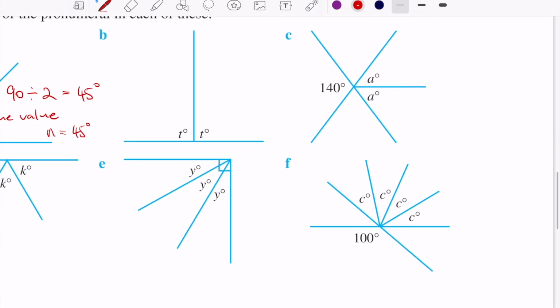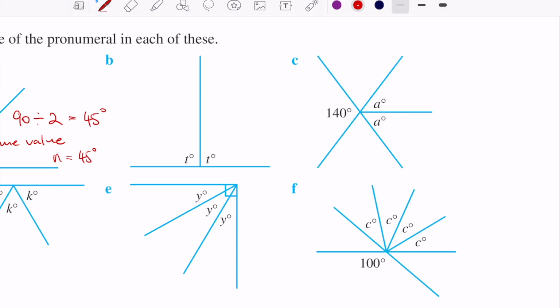And let's say for question C, first we've got an x, so that altogether is 140 degrees. Now we got a there, same value, so we're going to have to divide it into 2. So that's 2a, because we got 2 there, equals 140. 2a equals 140, so a is 70 apiece. So 70 degrees.